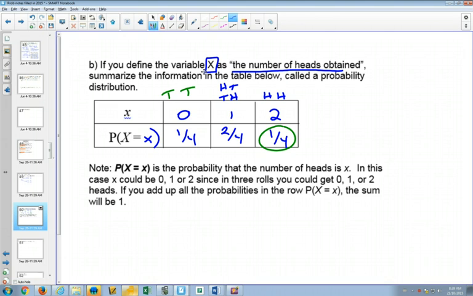So the big X is what you're looking at. Here it's the number of heads obtained. And the little x are the different possibilities. Either you could get 0 heads, 1 head, or 2 heads.